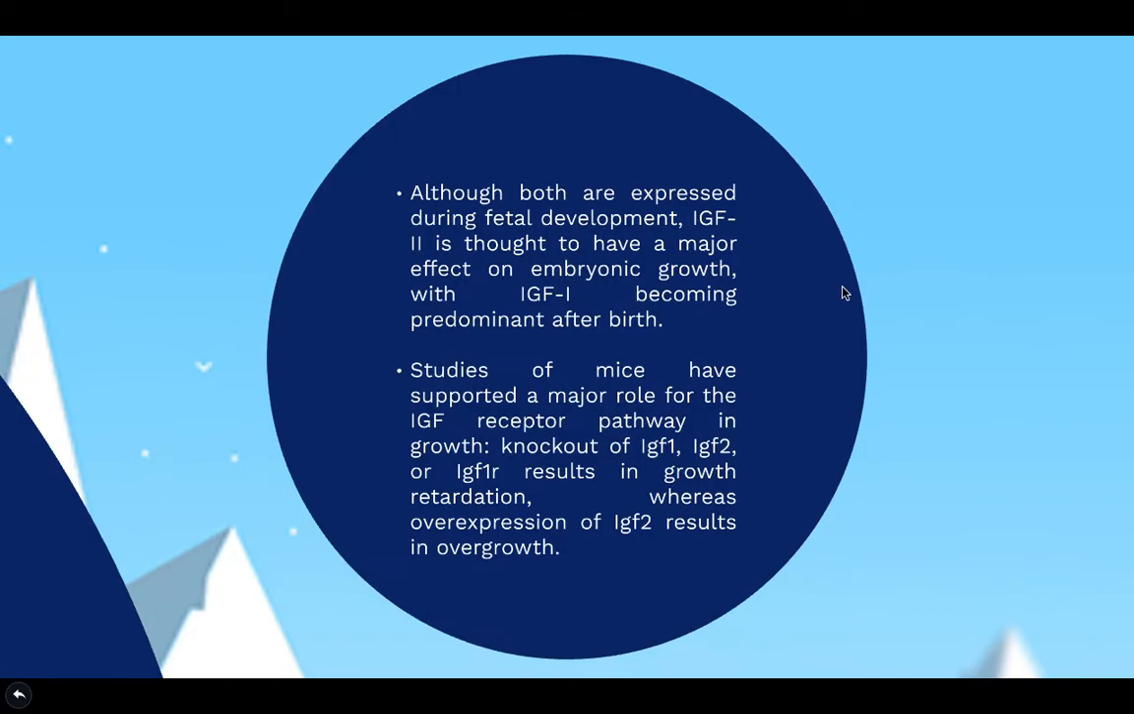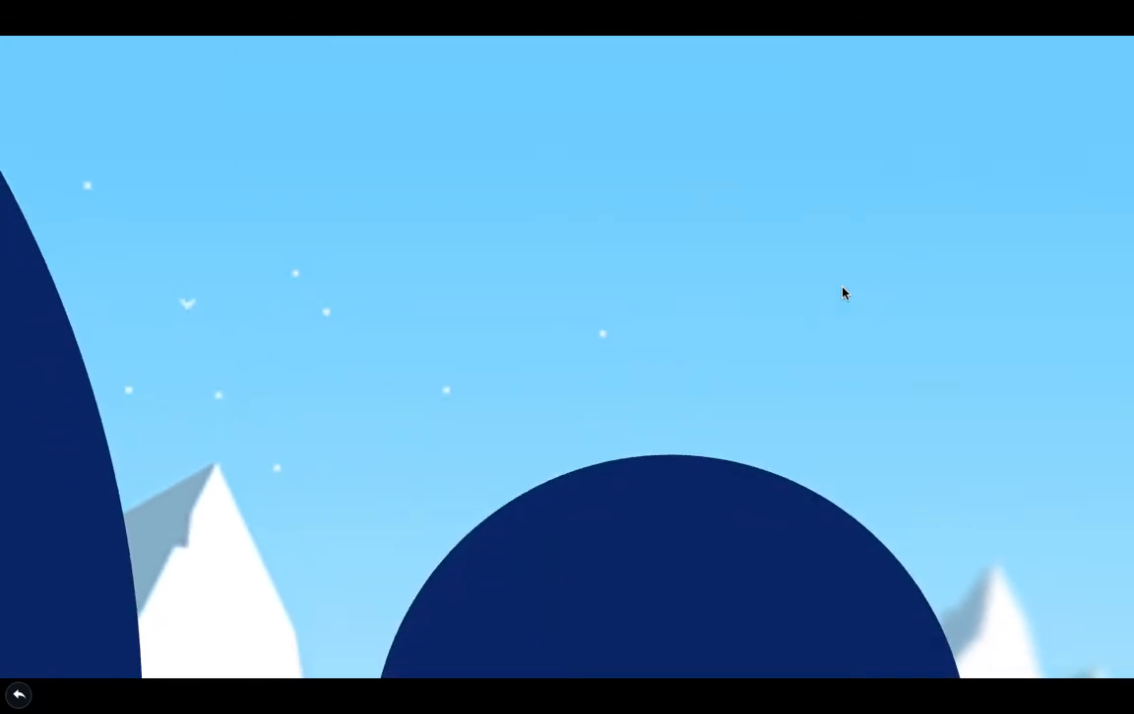Although both are expressed during fetal development, IGF2 is thought to have a major effect on embryonic growth, with IGF1 becoming predominant after birth. Studies of mice have supported a major role for the IGF receptor pathway in growth. Knockout of IGF1, IGF2, or IGF1 receptor results in growth retardation, whereas overexpression of IGF2 results in overgrowth.